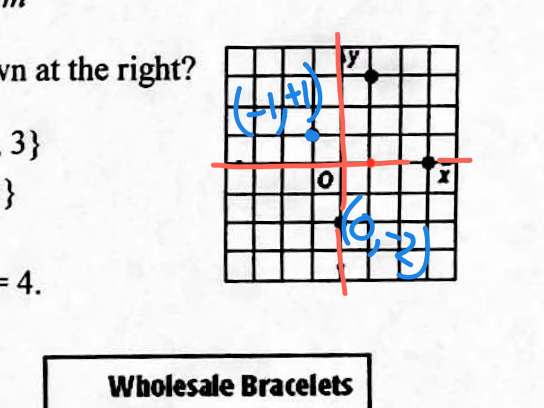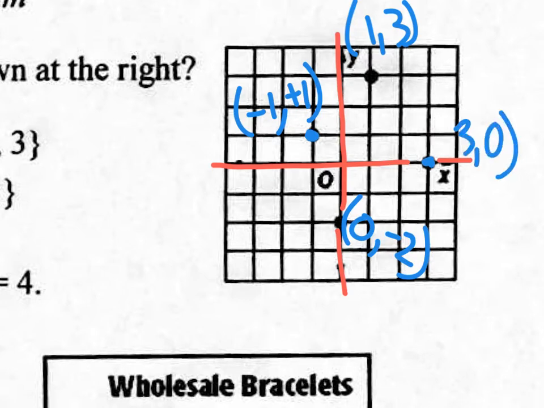And from here over here, it's positive 1 and positive 1, 2, 3. So that's the coordinate (1, 3). And this last point over here is 1, 2, 3 on the x, 0 on the y, so (3, 0).